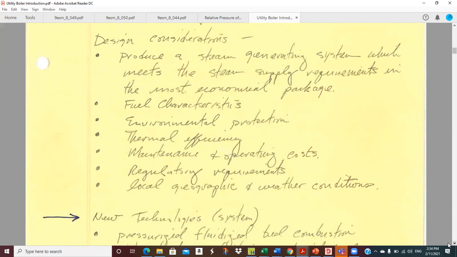But we've got to worry about fuel characteristics, depending on emissions, what's going to come out, what is it going to take to clean it up, make it acceptable, what kind of efficiencies can we get out of it? What about maintenance operating costs?